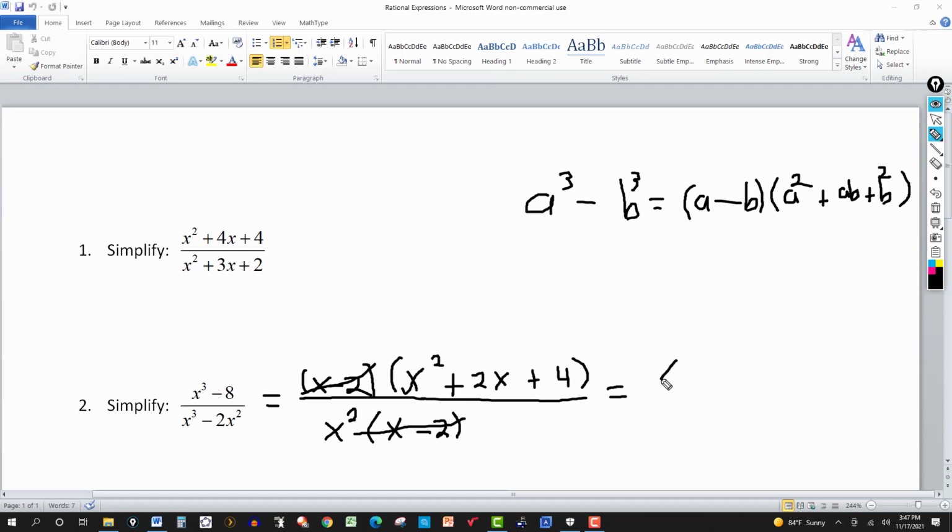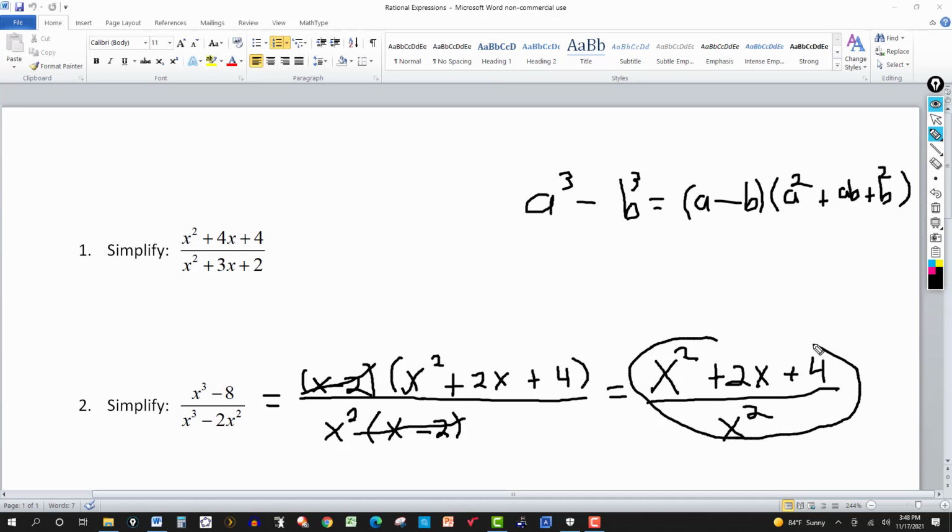So on top, the only thing we have left is x squared plus 2x plus 4 over, what do we have left in the bottom? x squared. So x squared plus 2x plus 4 over x squared is your final answer. It's the reduced form.